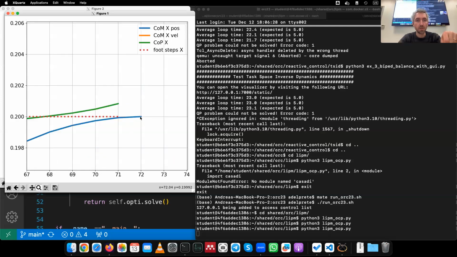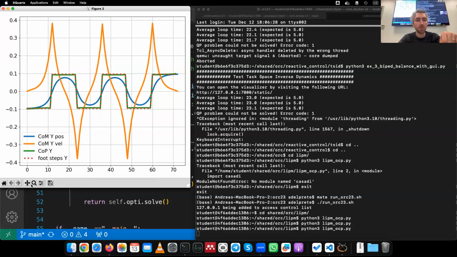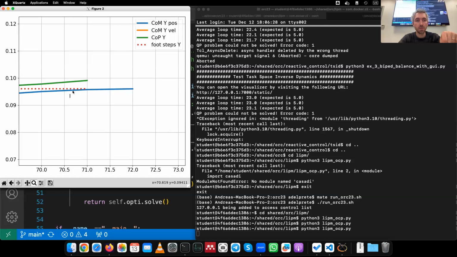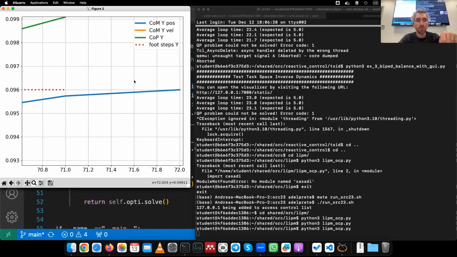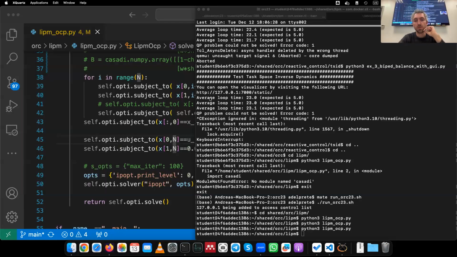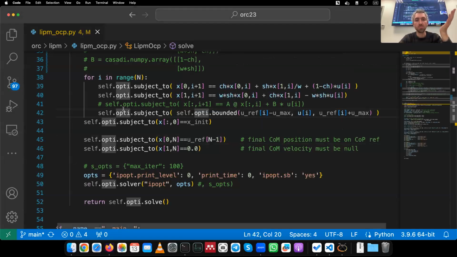So we can see now the terminal COM position is exactly on top of the footstep. This is X, and this is Y. You can see it's exactly there. So this is a perfect trajectory, I would say, to try to track with TSID later.